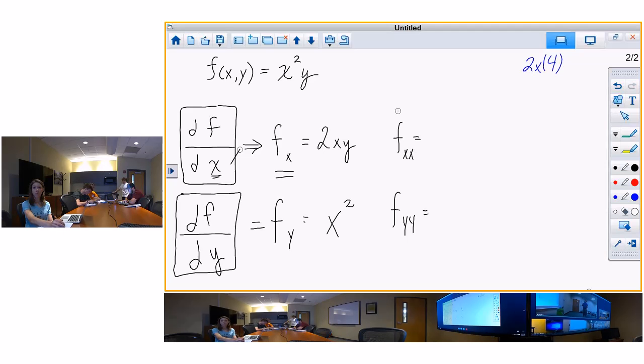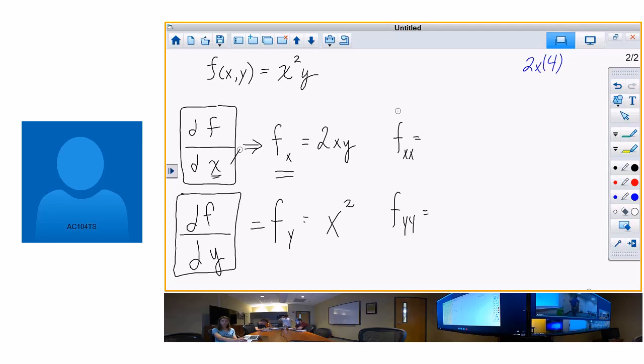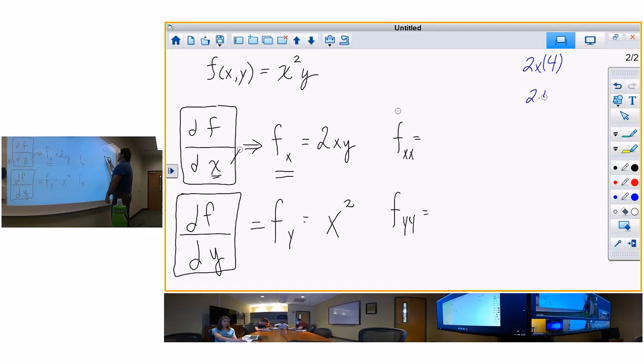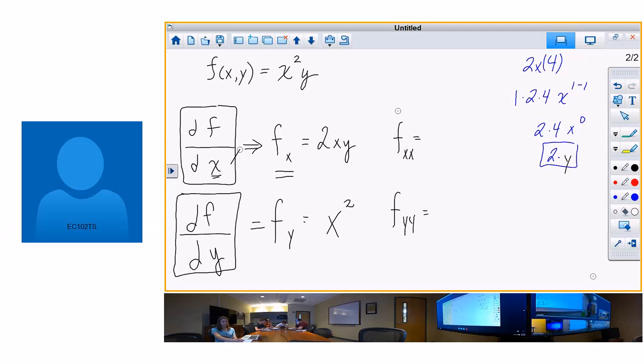So what's the derivative of 2x times y? Well, that would be 2 times y times x to the 1 minus 1. That 1 comes out, that'd be 1 times 2 times y, which would be 2 times y times x to the 0, which is 2 times y. Just like you said, I take the y out, and I put the y in. There you go.